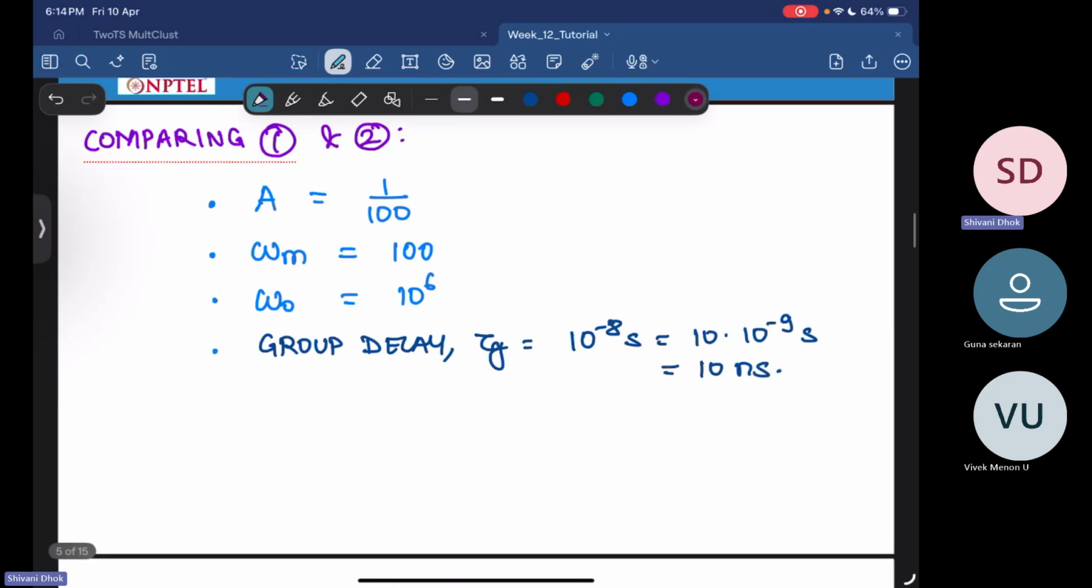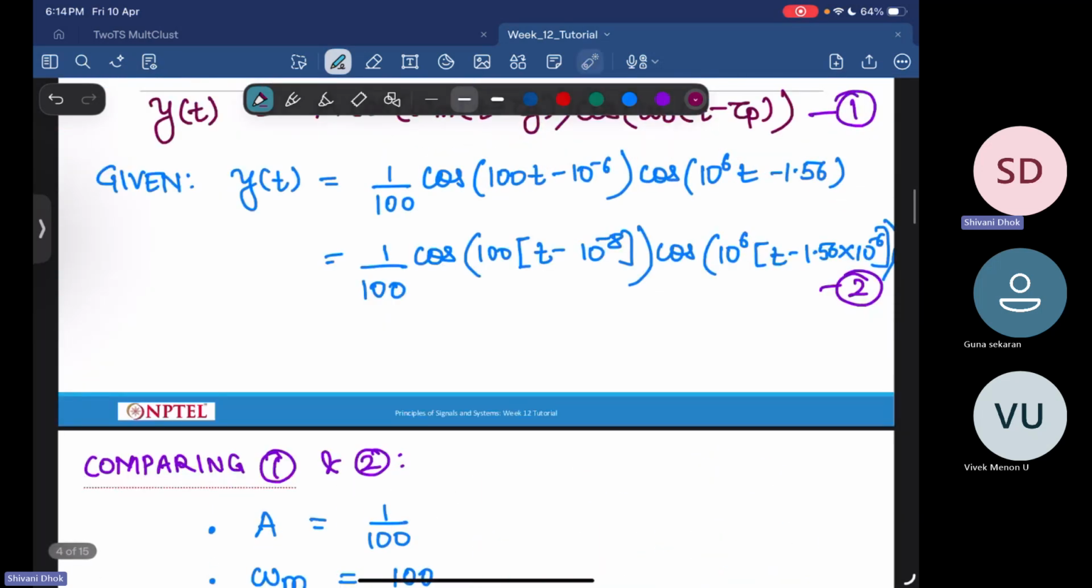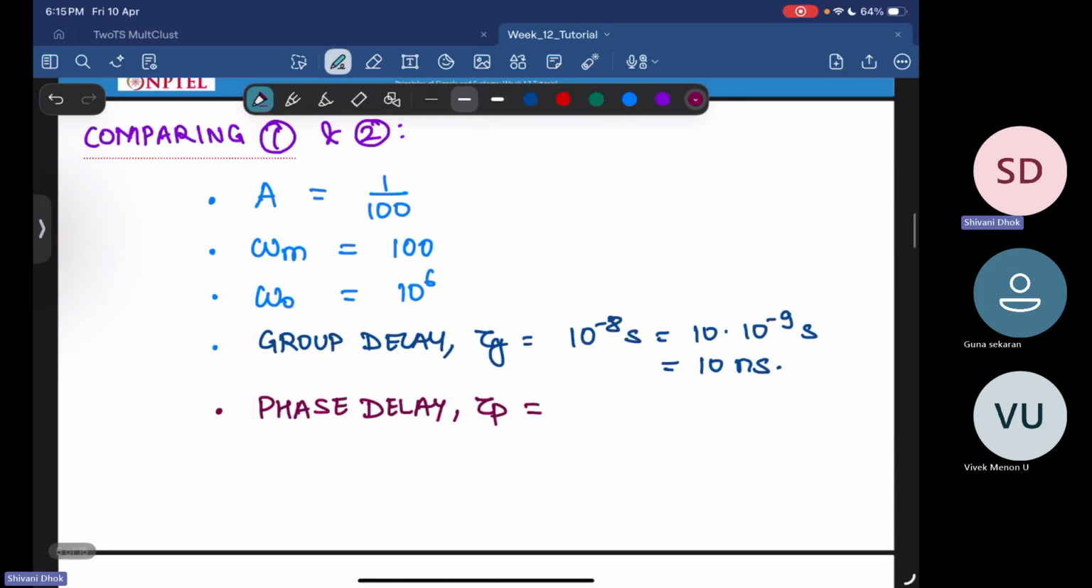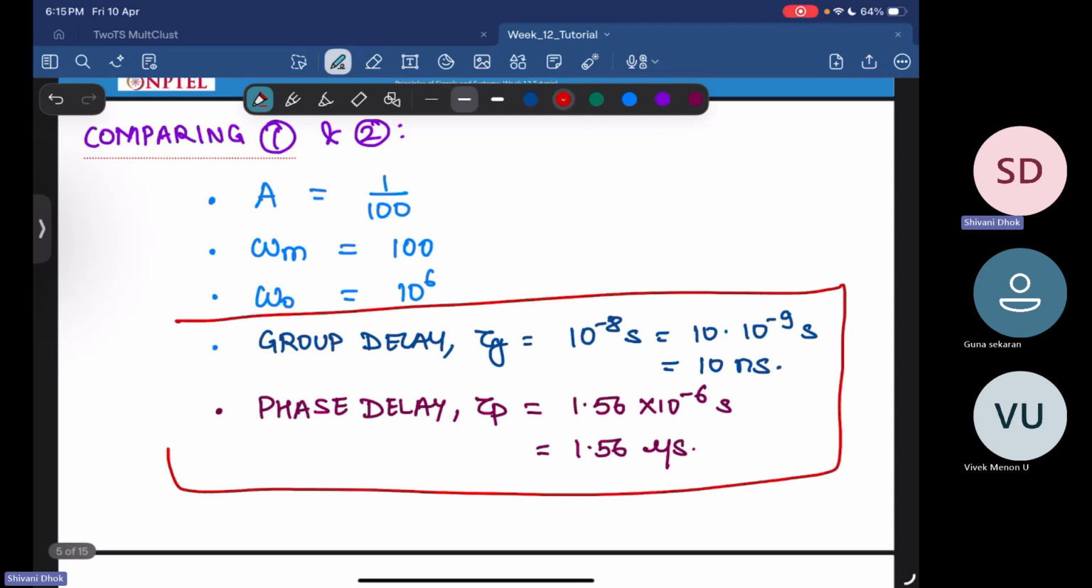And the last thing is your phase delay. Phase delay is the delay associated with your carrier. So with the carrier, you have 1.56 into 10 raised to minus 6 seconds, so this is 1.56 microseconds. So this is what we wanted to find out, your group delay and your phase delay.